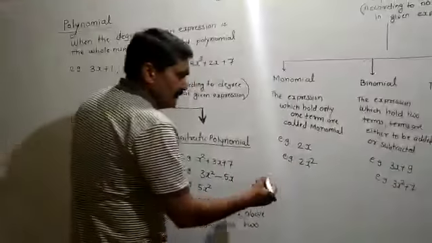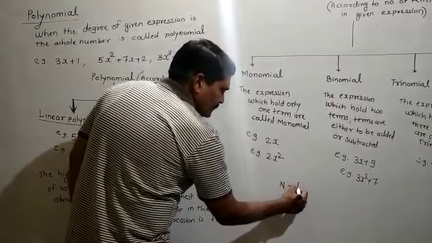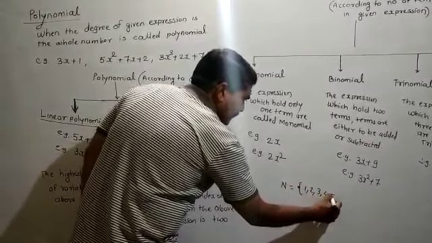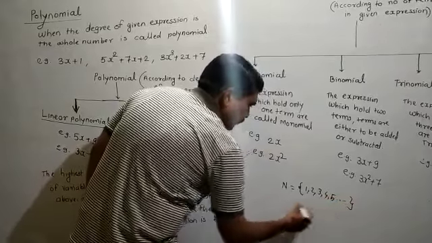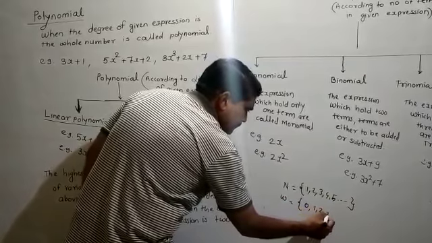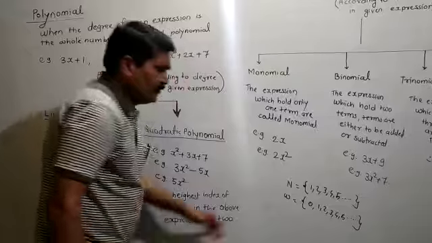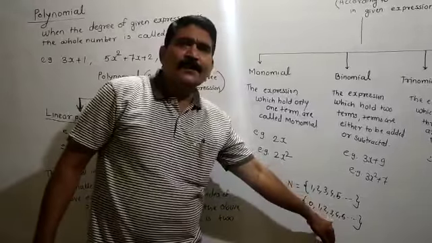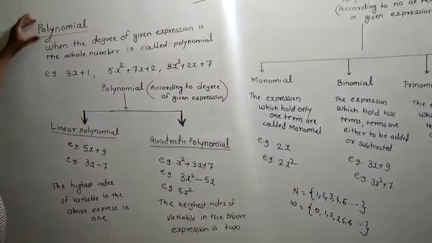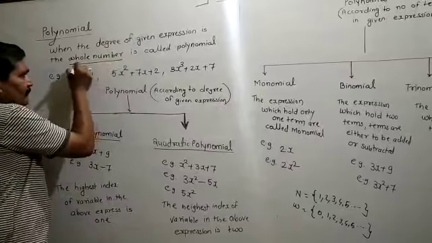You know that in the number system, natural numbers are 1, 2, 3, 4, 5. Counting numbers are called the natural numbers. Whole numbers means 0 together with the natural numbers. 0 together with the natural numbers is called the whole numbers. And what is my definition that you have to see? The polynomial means when the degree of the given expression is the whole number.